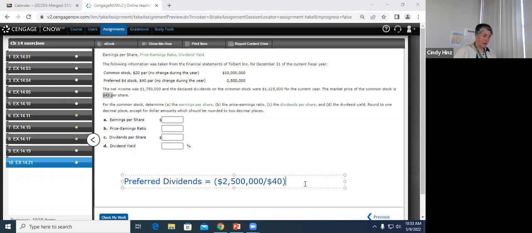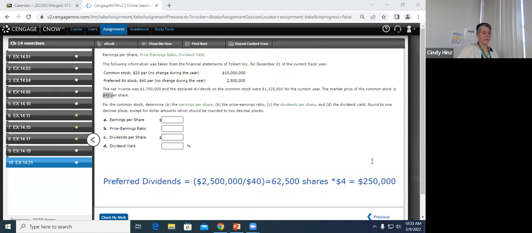$2,500,000 divided by $40 tells us that there are 62,500 shares. And each one of those shares pays a $4 dividend. Just a little bit different information presented to us there than what we are accustomed to seeing. So the dividend on the preferred stock would be $250,000 a year. And we know that that must be being paid in full because they declared dividends on the common stock, and they cannot do that if they haven't paid the dividends on the preferred stock first. Everybody with me so far?